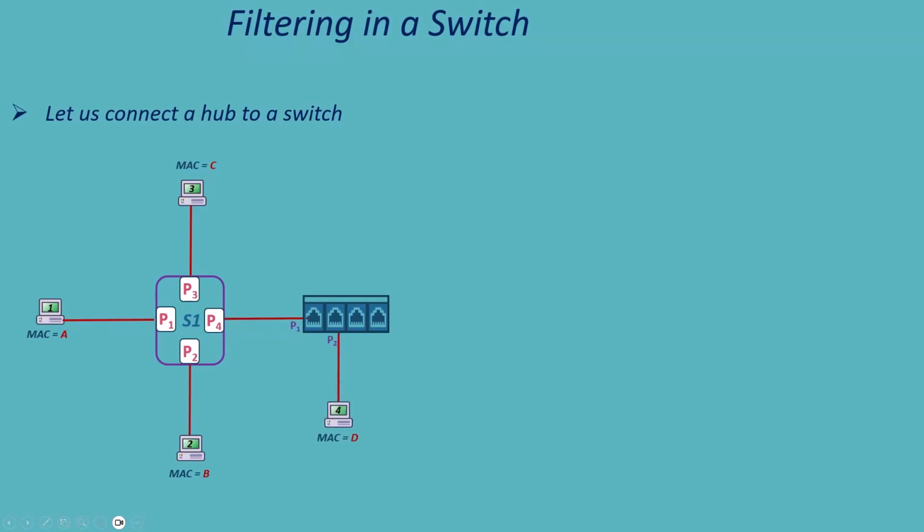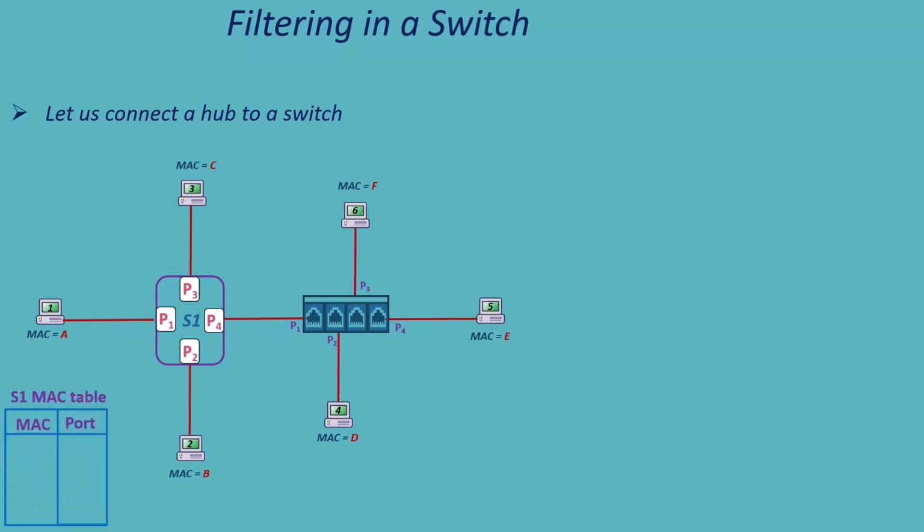So the P4 port of the switch is connected to port P1 of the hub. And then we have PC4 with MAC address D connected to port P2 of the hub, PC5 with MAC address E connected to port P4 of the hub, and likewise PC6 with MAC address F connected to P3. The switch has a MAC table, which is initially empty, and this is where we are going to start our discussion, starting with an empty MAC table.